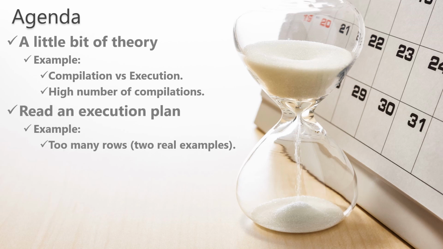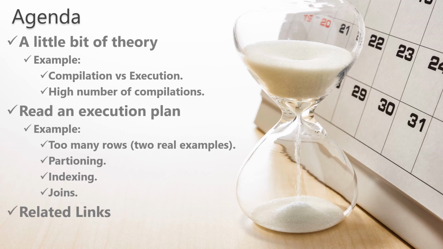We are going to read an execution plan with 4 examples: when we read too many rows, when we are using partitioning, when we need to create a new index, and I'm also going to explain what the different joins mean. And finally, we would like to share with you several links that include several examples or additional information for the topics that we are going to discuss in the next slides.